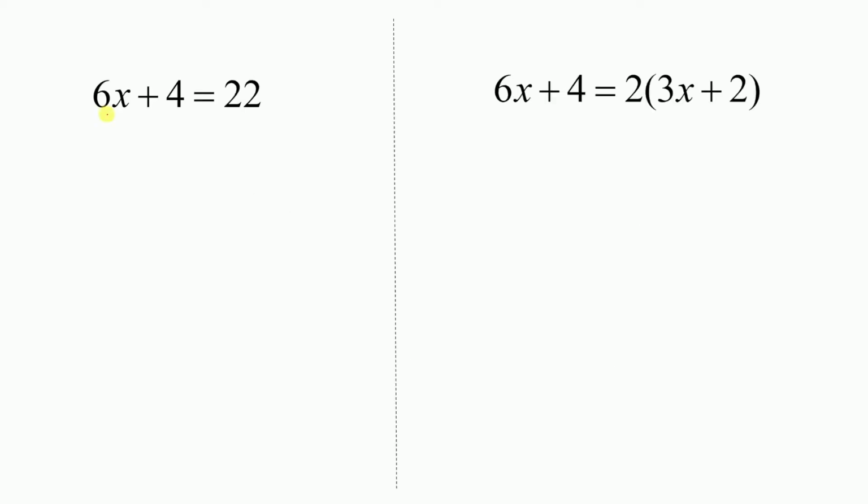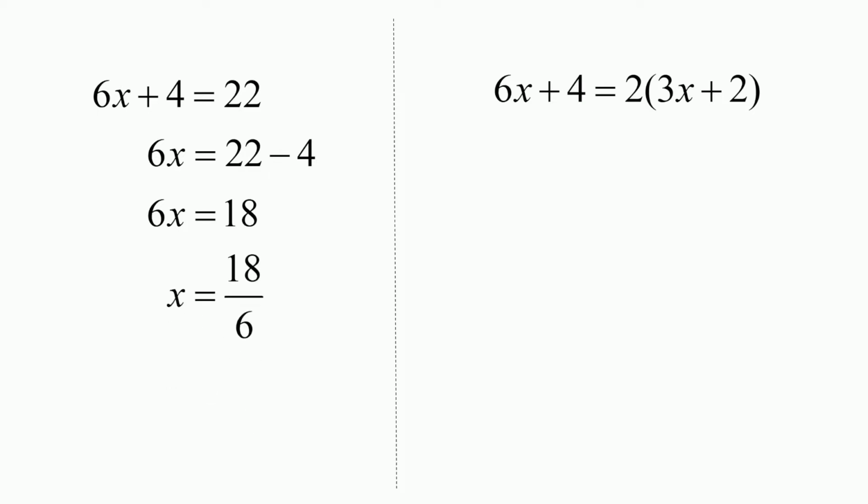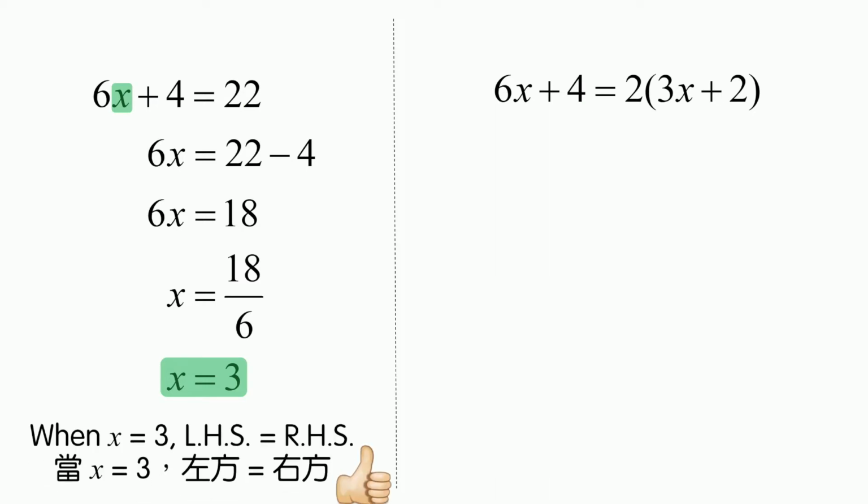On the left side, 6x plus 4 equals 22. We first put like terms all together on the right side. Moving the terms, we have 6x equals 22 minus 4. We keep on doing this, moving the numbers to the right to do a division. x equals 18 divided by 6, we get x equals 3. If we put x equals 3 back into the original equation, 6 times 3 plus 4 equals 22. This means x equals 3 is the solution to this equation.